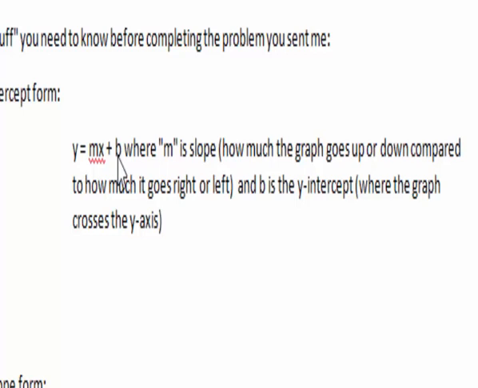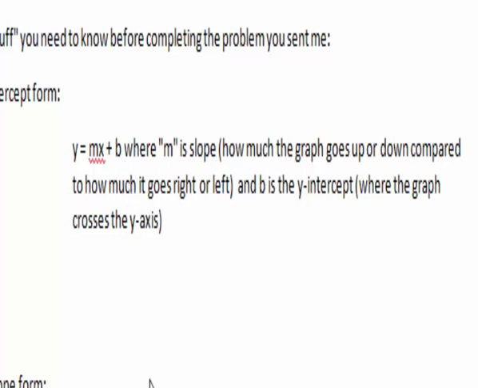And again, slope is how much the line goes up compared to how much it goes over. And that's written as change in y over change in x, which, well, we'll get to that in a little bit when we do an example. And the y-intercept, b, is where the graph crosses the y-axis.